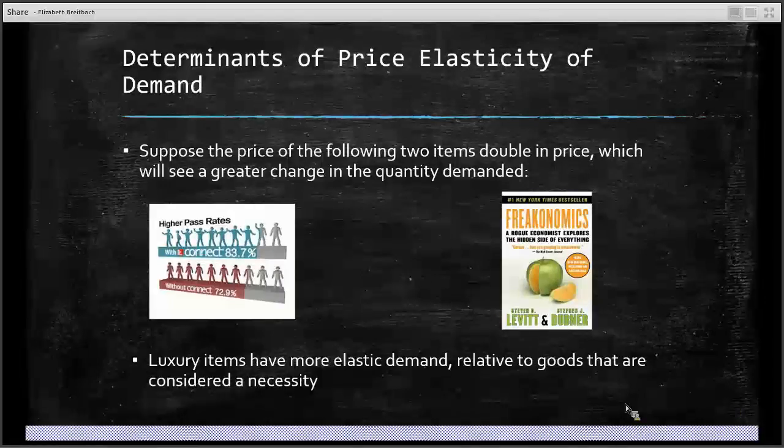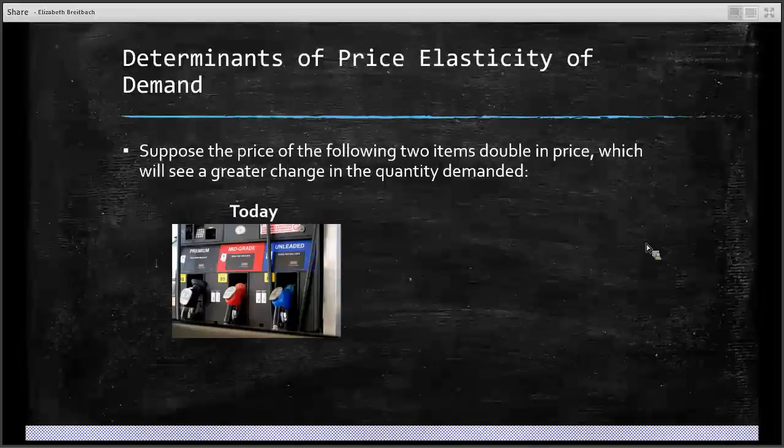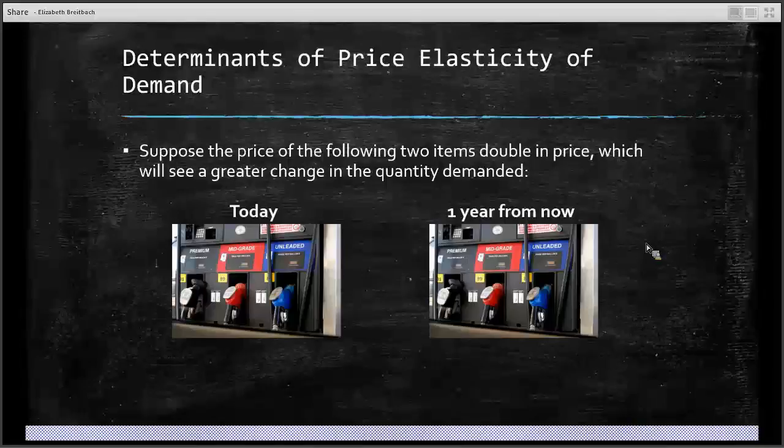All right, so let's keep going forward here and start to think about gasoline today. Let's say the price of gasoline today doubles versus the price of gasoline 1 year from now. So for gasoline today, let's say it's $2 a gallon, and it doubles to $4 a gallon. And 1 year from now, it's $2 a gallon, but we know 1 year from now it's going to be $4 a gallon. In which case are we going to start to see us change the quantity we demand more?